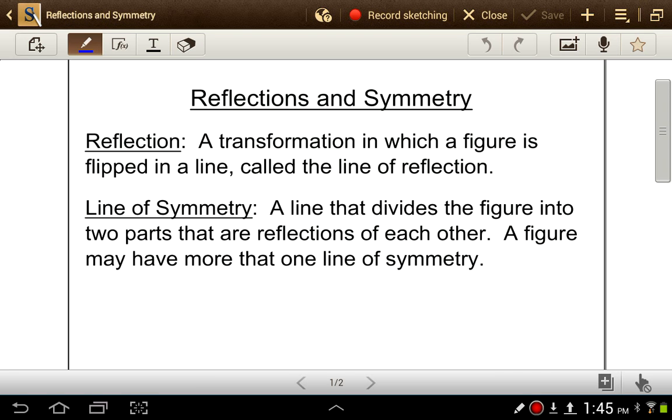An internal is a line of symmetry. That is a line that divides the figure into two parts that are reflections of each other. A figure may have more than one line of symmetry. So if you fold a figure in half and the lines match up, that is symmetry. Reflection is like a mirror image where it reflects onto another part and it is the same image, just a reflection, a flip.